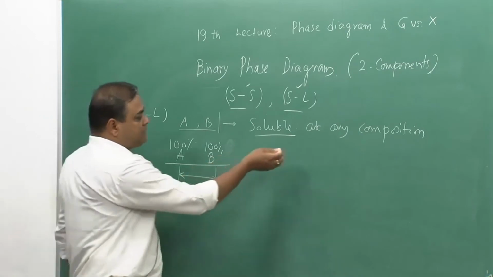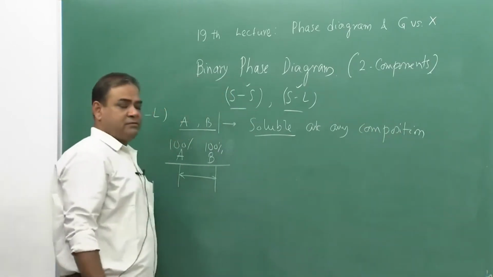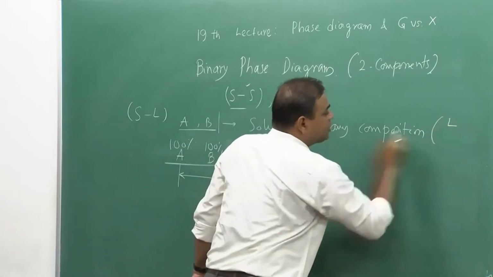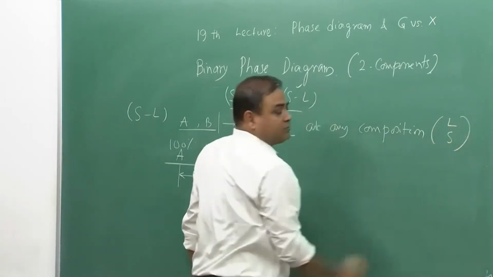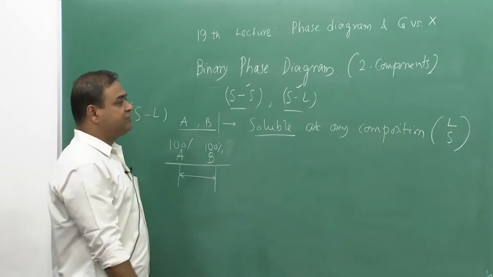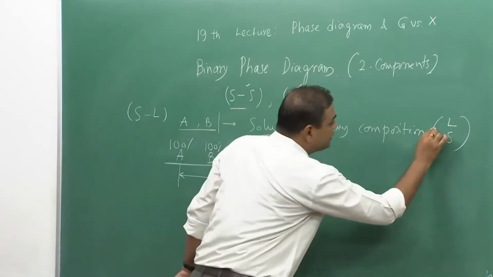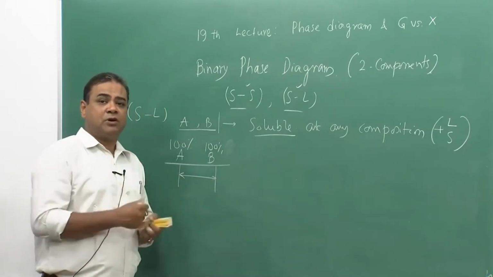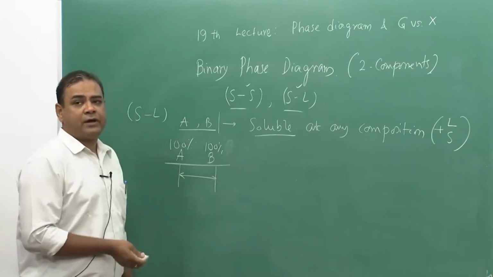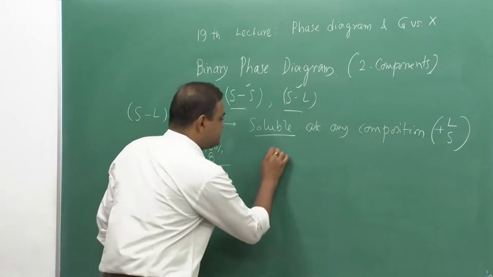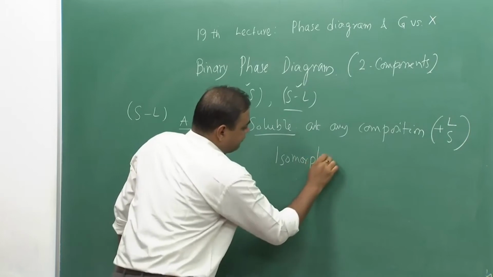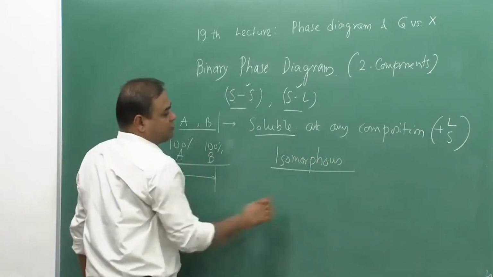Now, this complete solubility at any composition can be possible in liquid also or in solid also. If we consider that in both liquid and solid these 2 components are completely soluble, then we come across one particular phase diagram which is called the isomorphous phase diagram.